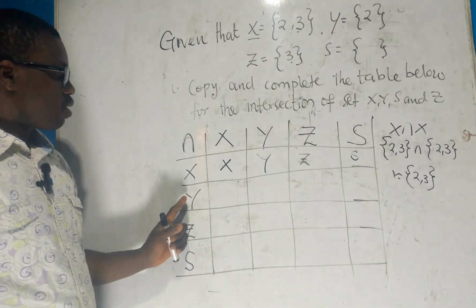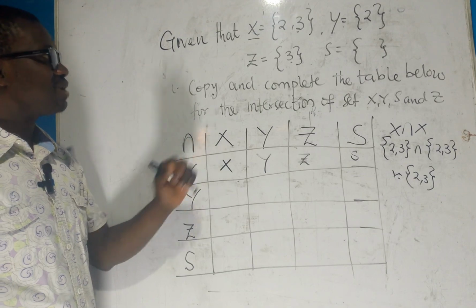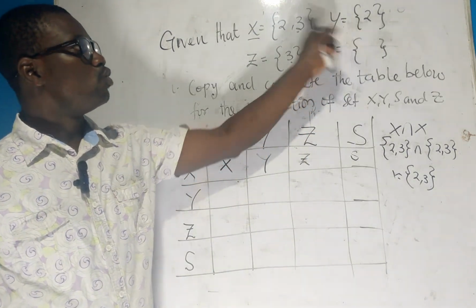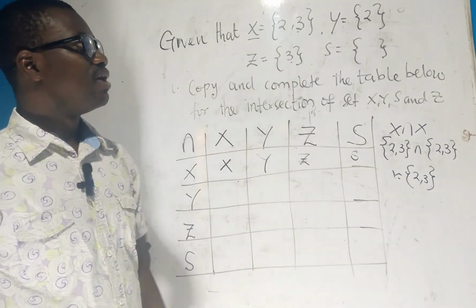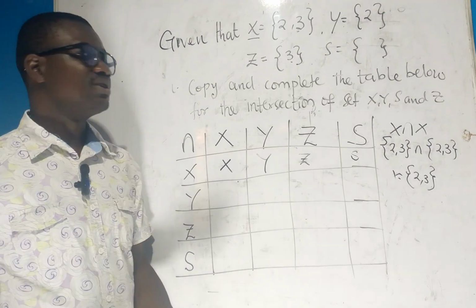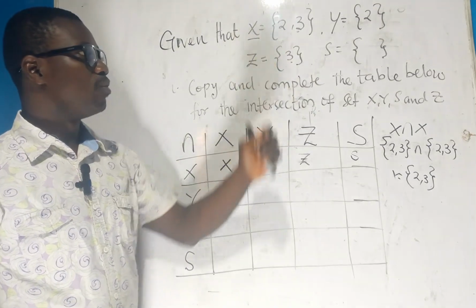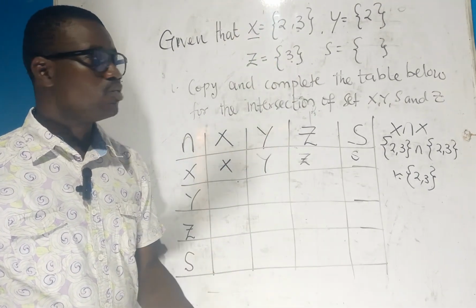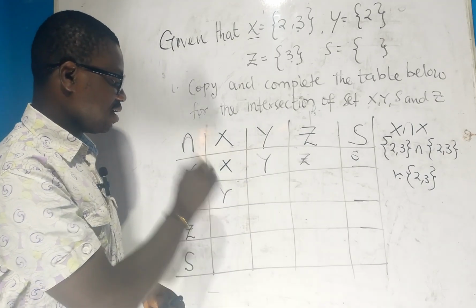Now let's come here. Y intersection x. Your y is {2} and your x is {2, 3}. In this case, I think it's a repetition, so you are going to have 2 as the common element. Which set contains the 2? That is y. So you put your y there.